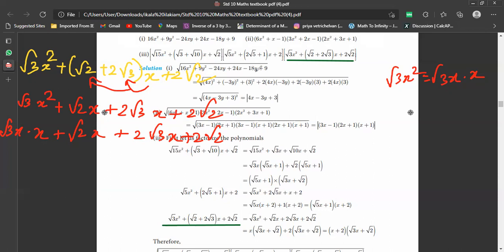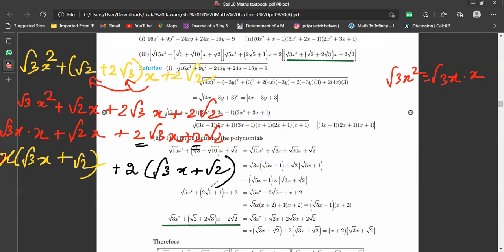Maybe take x as common. Okay, if you take x as common, you'll be left with root 3x plus root 2. From the following term, you can take 2 as common. You take 2 as common, you'll be left with root 3x plus root 2.